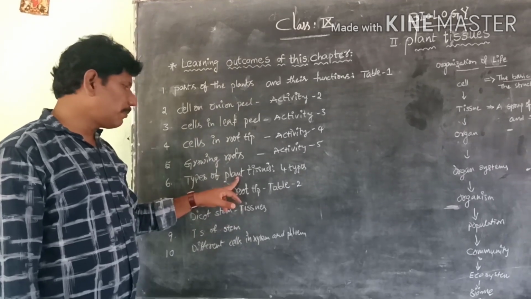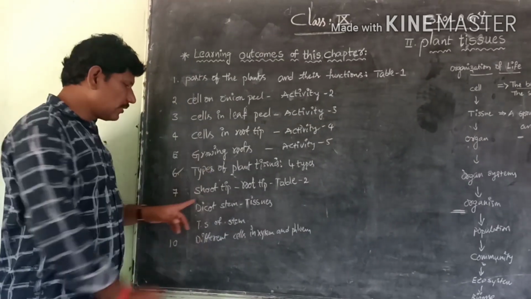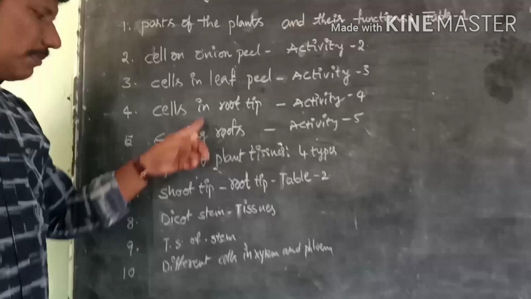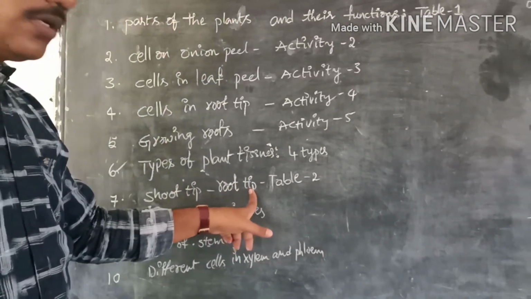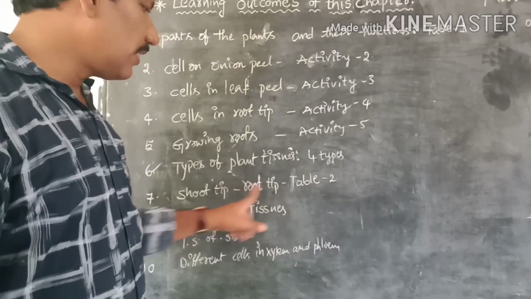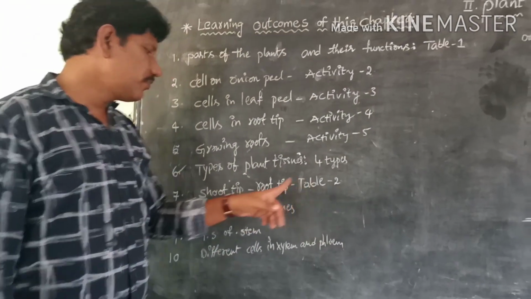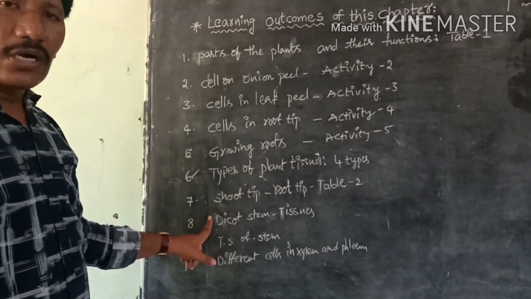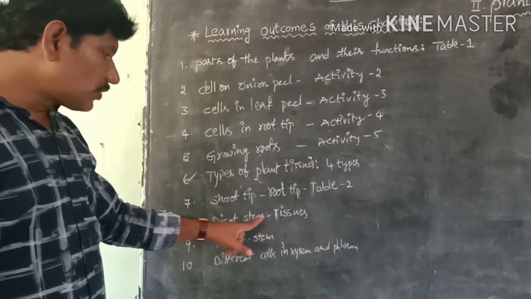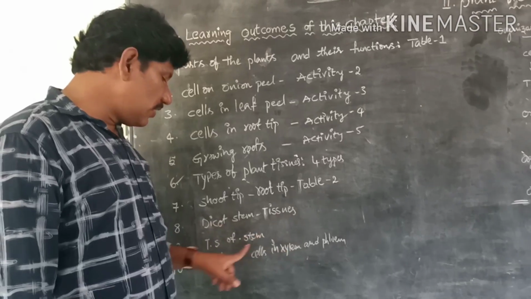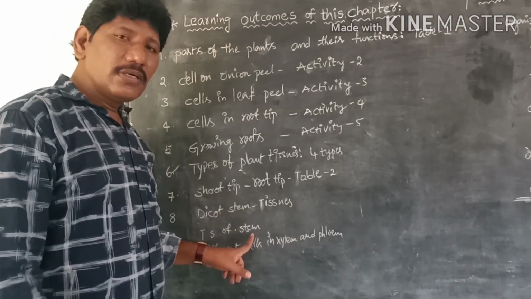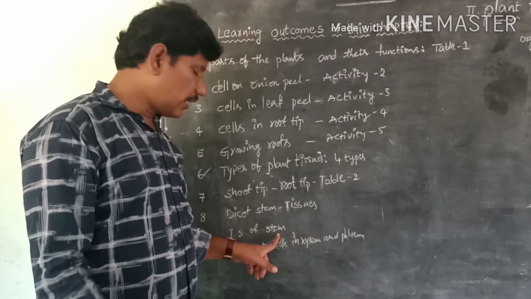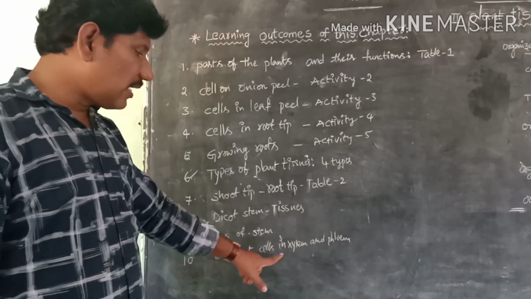This is a very important concept. Next one is shoot tip. Here root tip, here shoot tip. After completing shoot tip, what is the difference between root tips and shoot tips in tabular form? This is the second table, and we have to complete that table. Next, what is meant by dicot stem and monocot stem, the dicot stem tissues diagram, and TS of stem. TS of leaf we will learn in the 10th class. Next, different cells in the xylem and phloem.